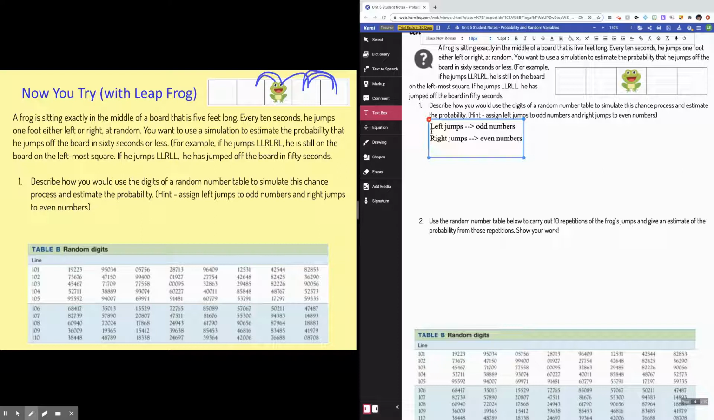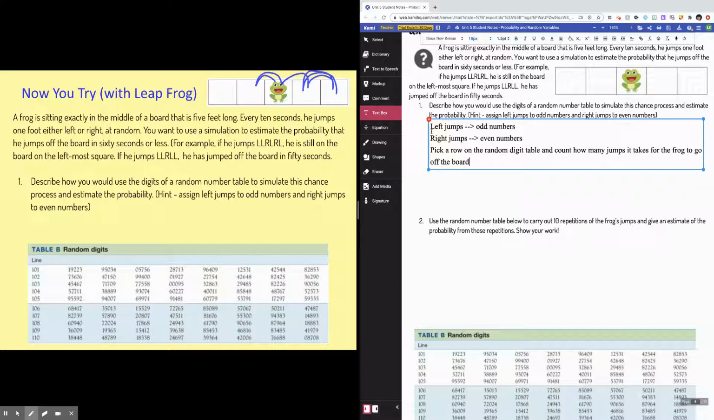Okay, so then what I'm going to do is pick any row on the random digit table. I started at line 101 here. I'm going to pick a row on the random digit table and count how many jumps it takes for the frog to go off the board.